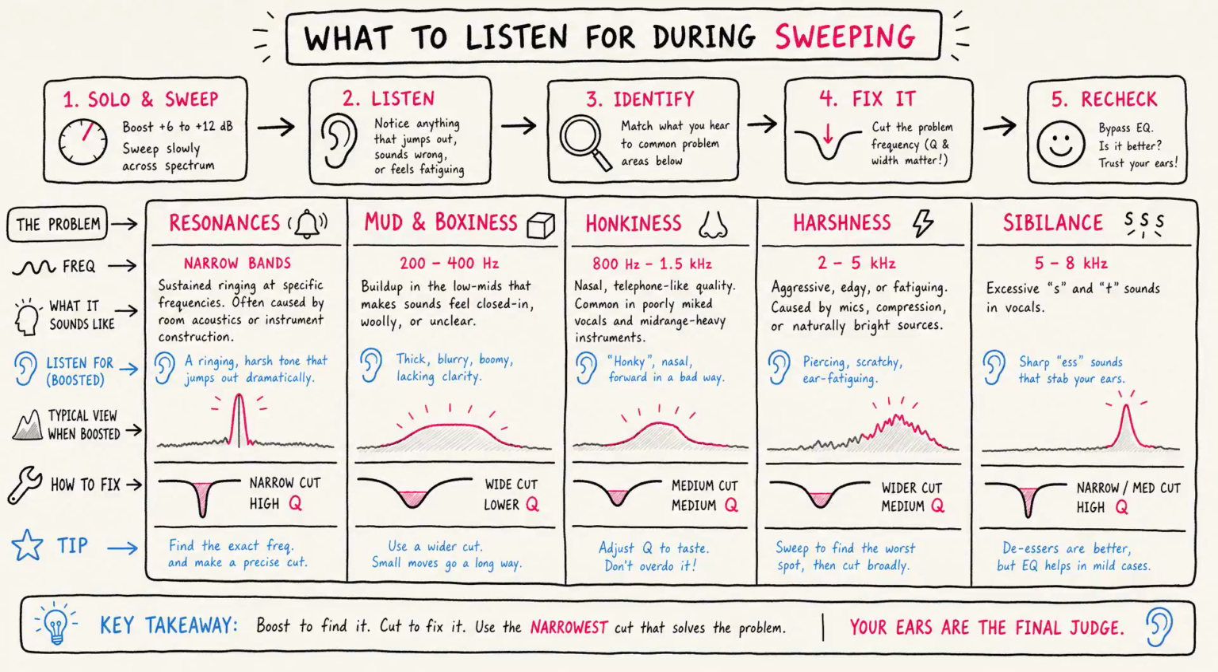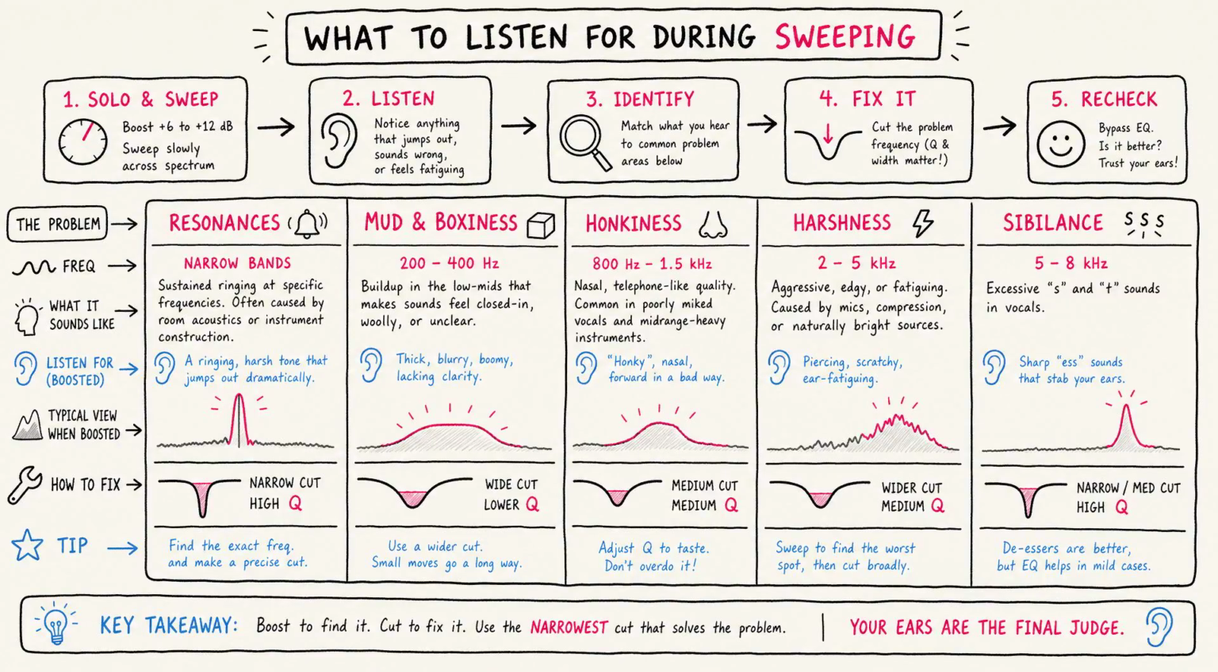Resonances are sustained ringing at specific frequencies, often caused by room acoustics during recording or instrument construction. These jump out dramatically when boosted and typically benefit from narrow cuts. Mud and boxiness are accumulation in the 200-400 Hz range that makes sounds feel closed in, woolly, or unclear. Usually requires wider cuts to address effectively.